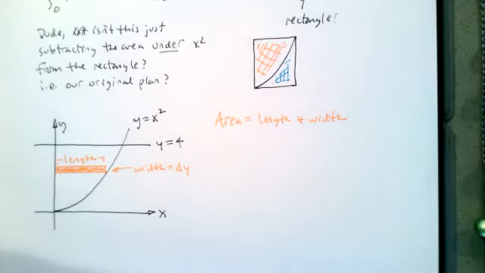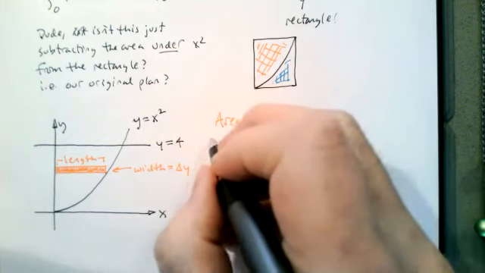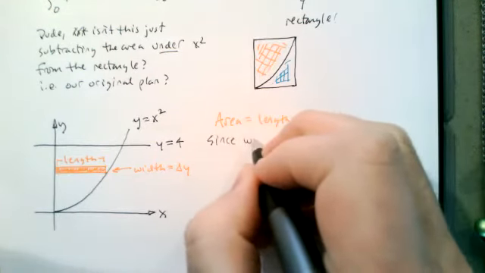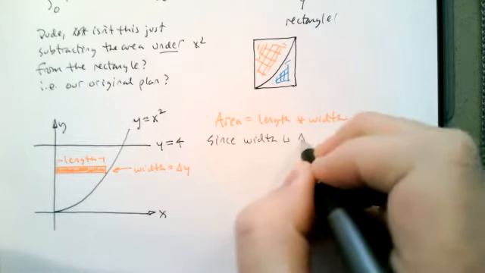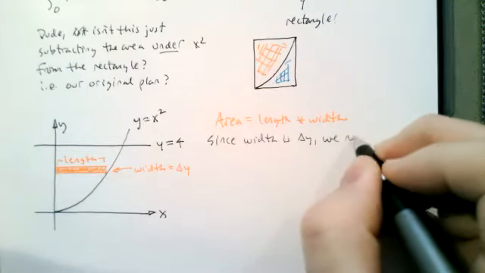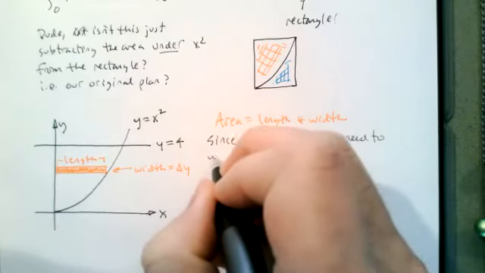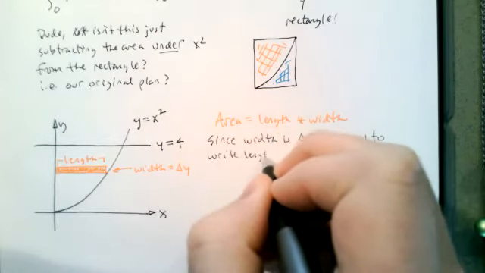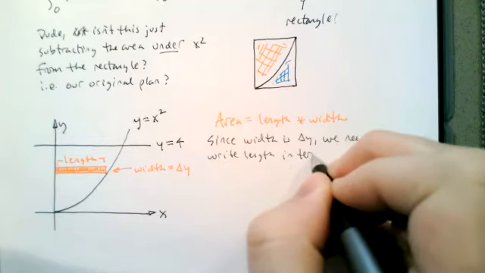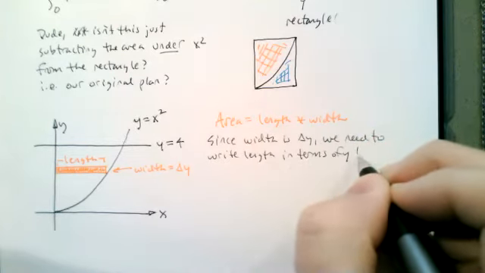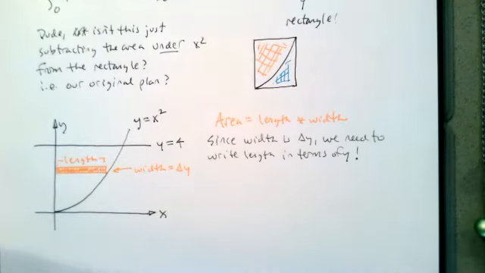Area is equal to length times width. In this case, since the width is delta y, we need to write the length in terms of y.